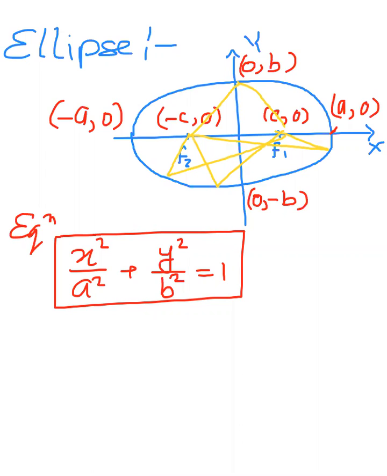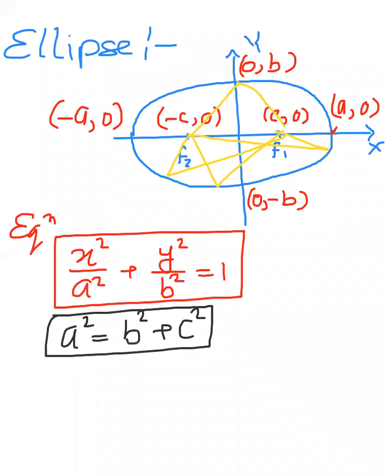Now we can see there are three things, a, b and c. A is the distance of the vertex on the major axis from the center. B is the distance of the minor axis vertex from the center, and C is the distance of the focus from the center. So these a, b, c have a relation. This relation is a square equals b square plus c square.